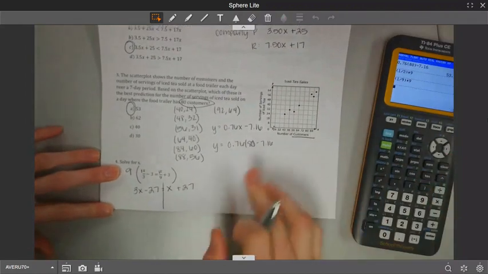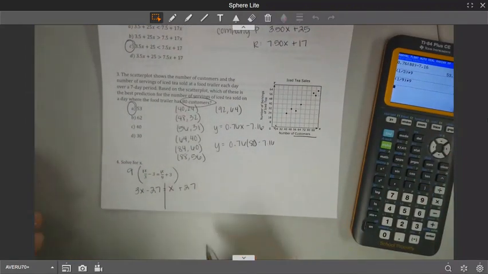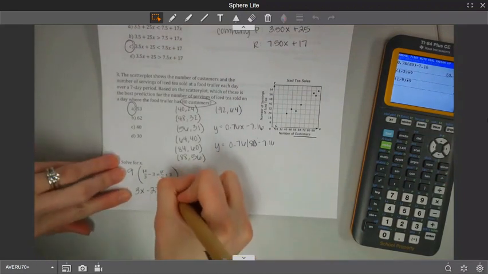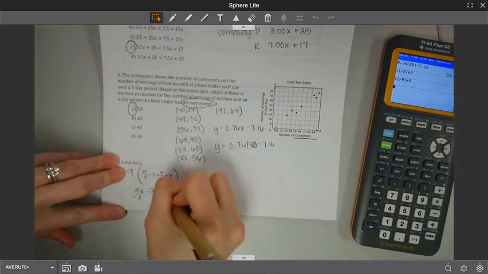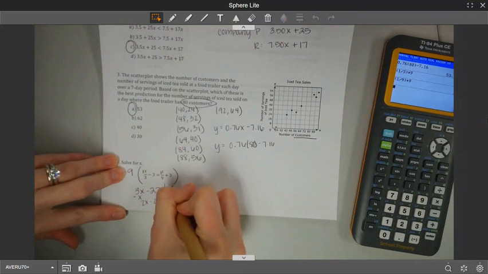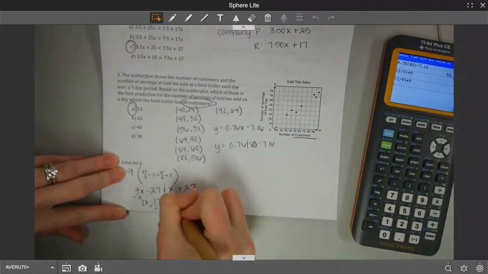Okay, to solve this, I don't have any like terms, so I'm going to go ahead and get our x's on the same side. I'm going to move the smaller one. This is 1x, this is 3x, this is smaller. So I'm going to subtract x from both sides. Those will cancel. You're left with 2x minus 27 is equal to 27. Now I'm going to add 27 to both sides.